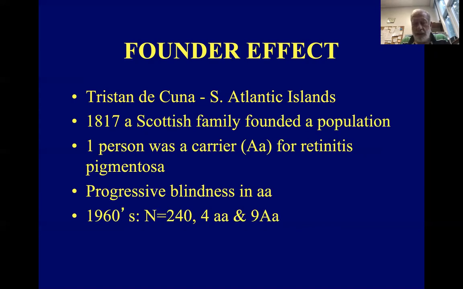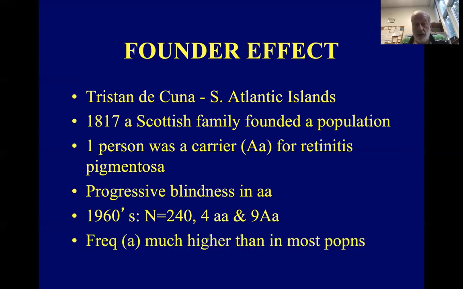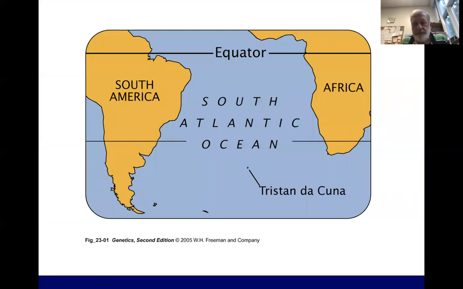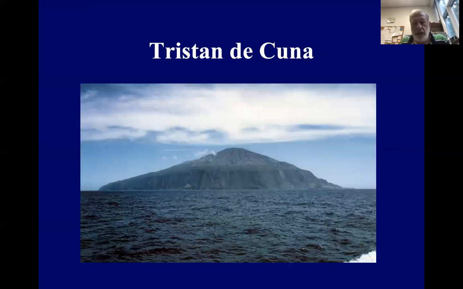By the 1960s, there were 240 people living on Tristan da Cunha. 4 people had retinitis pigmentosa and 9 people were carriers. And so this is a much higher frequency of the retinitis pigmentosa allele on that island than anywhere else in the world, all just because by accident the population was founded with one individual that was a carrier for it. And so there's the location of the island, sort of halfway between South America and Africa, and then that's what it looks like. It's a volcanic island, I guess not connected to any other islands or anything.